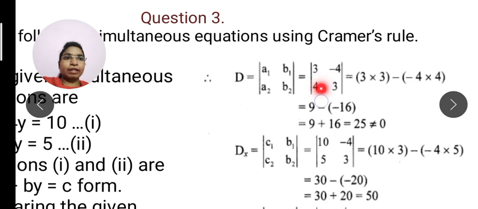Now after writing the values of a1, a2, b1, b2, you have to do cross multiplication. 3 3s are 9 minus 4 multiplied by minus 4, you will get minus 16. After that, minus minus becomes plus, and therefore 9 plus 16 is equal to 25. Okay students, this you need not write. It is optional: whether it is equal to 0 or not equal to 0. If you write it, no problem; if you do not write it, also no problem.